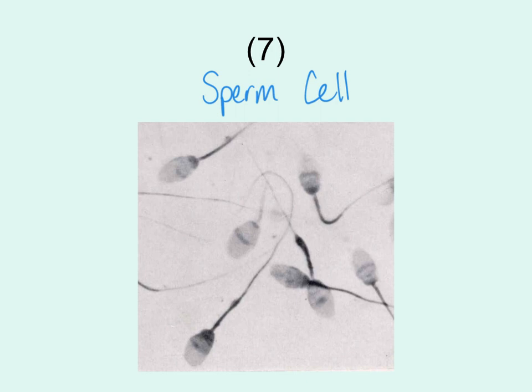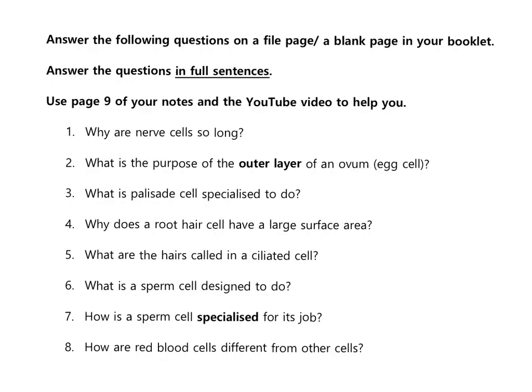And finally, number 7, you can see we have a picture of some sperm cells. So you can see the head there and the long thin tails to help them swim to the egg cells. So hopefully you were able to identify most of those specialised cells.